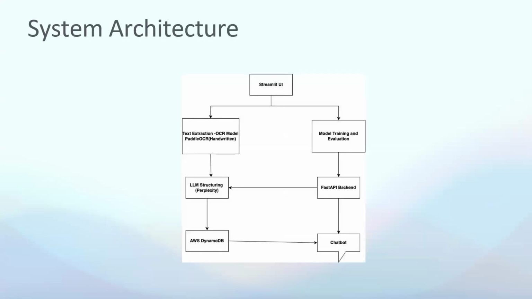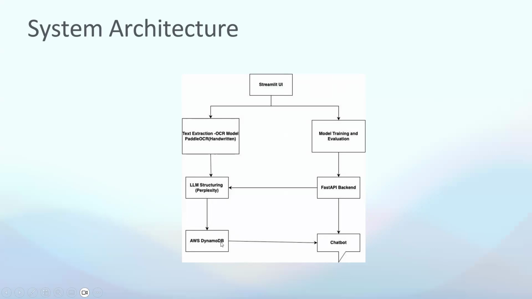Coming to the system architecture, the flow begins with the Streamlit UI, where users can upload documents or images like receipts. Once a file is uploaded, it is sent to the text extraction model, which uses OCR to detect both printed and handwritten text. This raw text is then passed to the LLM structuring block, where Perplexity AI transforms it into structured JSON format. The structured data is stored in AWS DynamoDB.